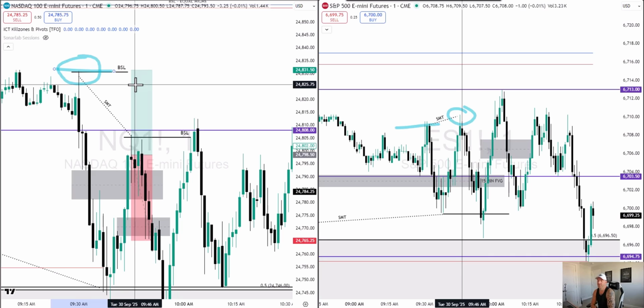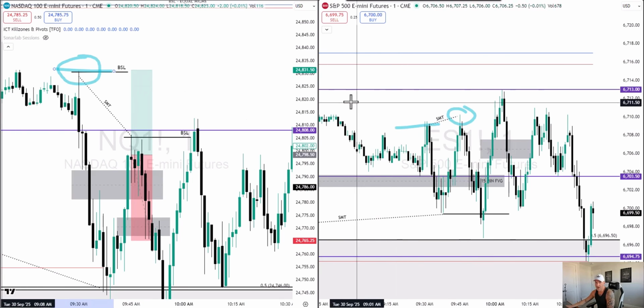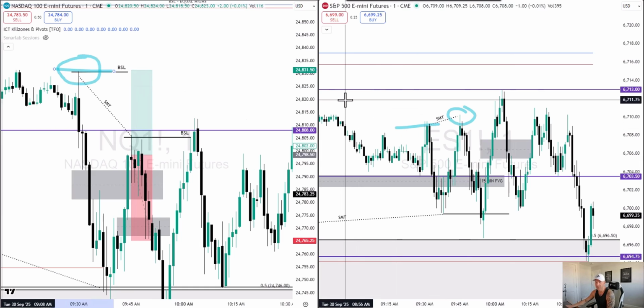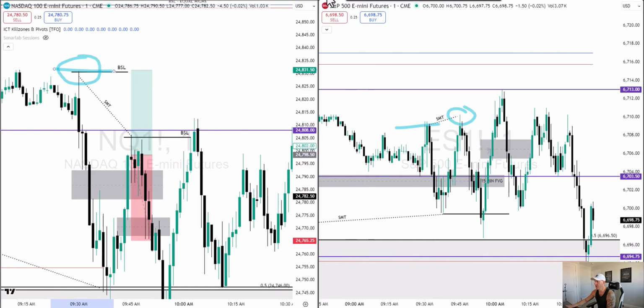I was almost waiting for it to reverse. I was like, we took the high that we wanted to take on one asset and not the other. We created a bearish SMT. That's invalidating our trade, right? So maybe we should have taken it off right there.